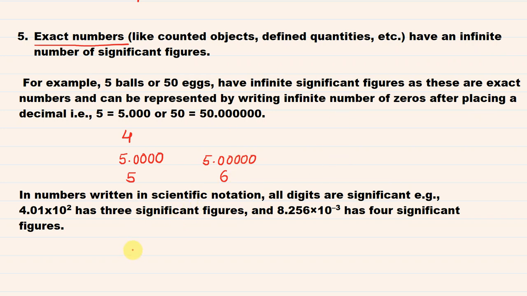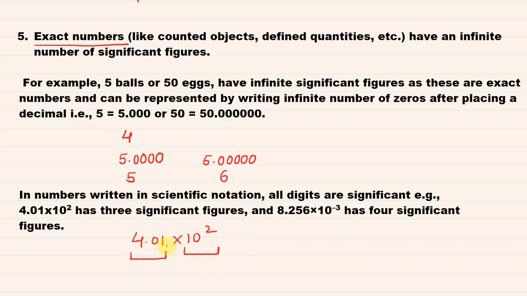Coming to the next point, it says that in numbers written in scientific notation, all digits are significant. For example, we have the number 4.01 times 10 raised to the power 2. We need to ignore this 10 raised to the power part and we need to count the digits in this number.